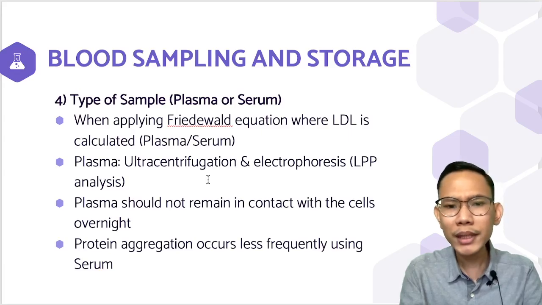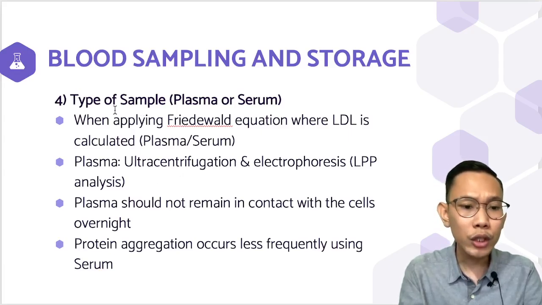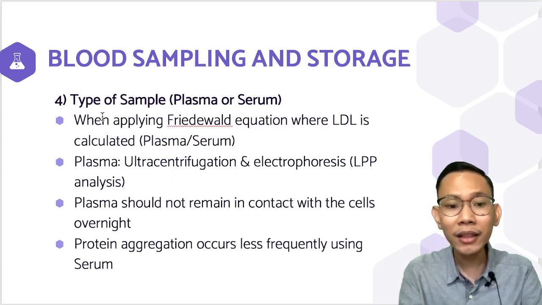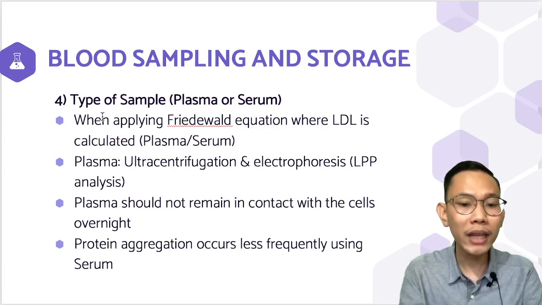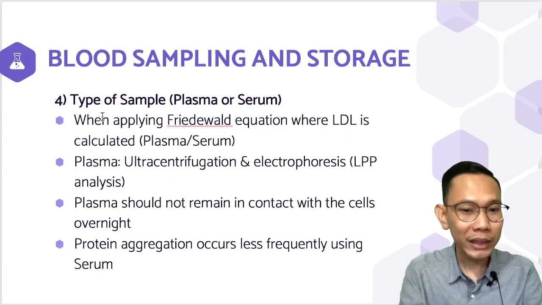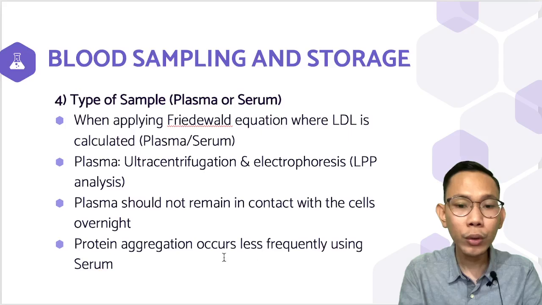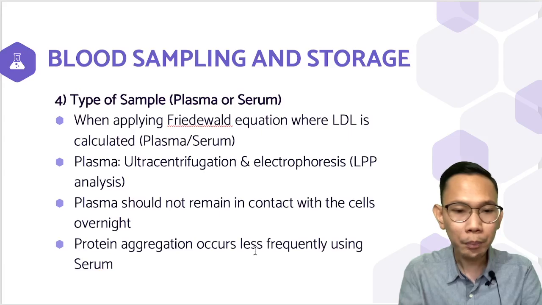So again, what is the rationale why we use your plasma? Because your plasma samples can be cooled at 4 degrees Celsius and retard the changes occurring at room temperature. But remember, your plasma should not remain in contact with the cells overnight. Also, protein aggregation occurs less frequently using your serum.